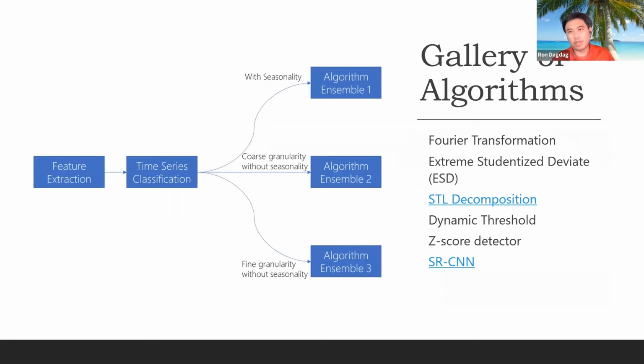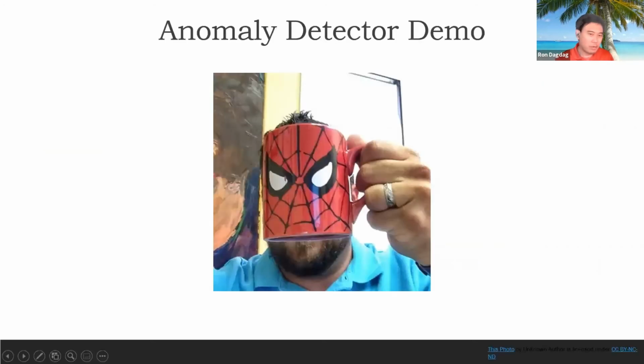So how does it figure out different algorithms for you? It has this feature extraction to figure out time series classification, to identify seasonality. There are different algorithms available there, and they're improving it. So don't ask me how to implement that. All I know is I can call these APIs and it works well for me. So let's do a demo of how that one works.